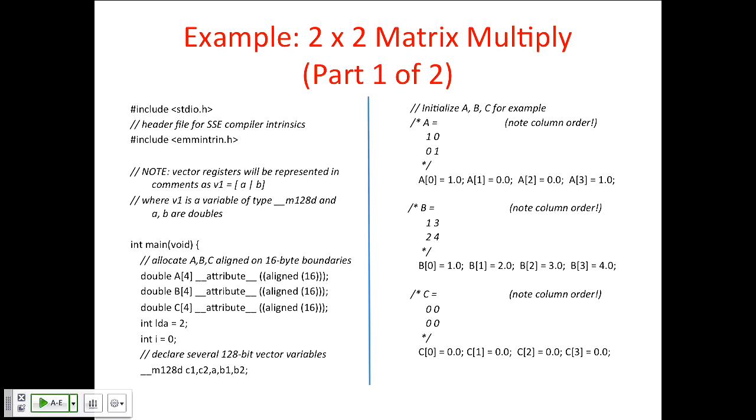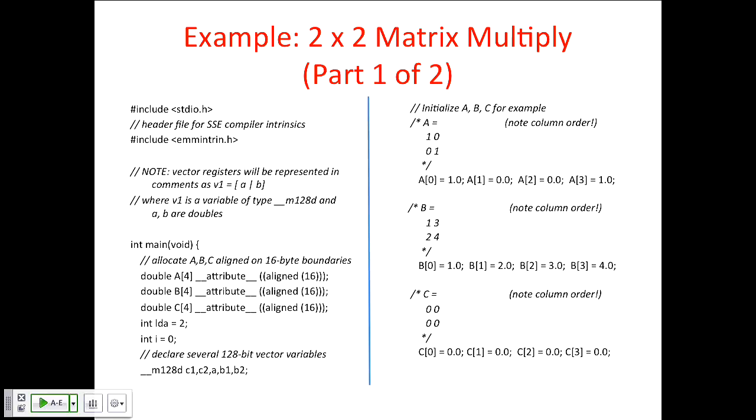That's here. I think this is extended multimedia intrinsics.h. So here's main. Now notice here we have vectors of doubles, so these are regular C arrays.